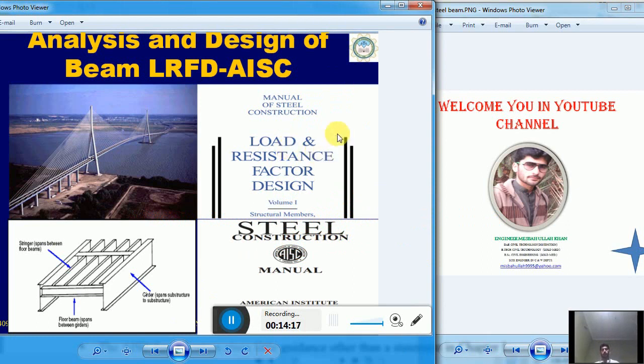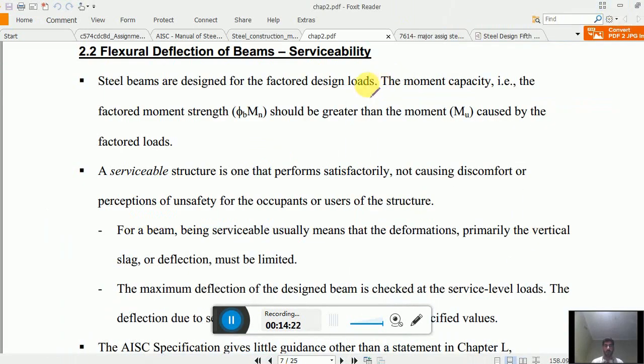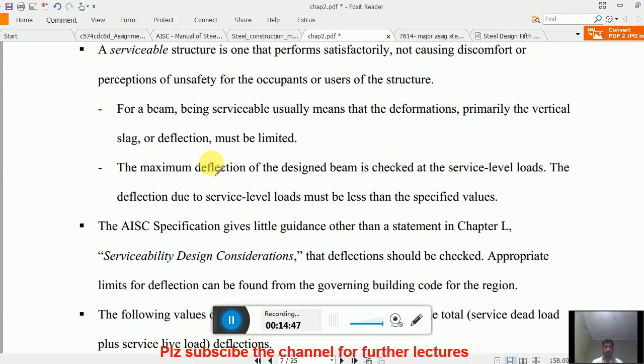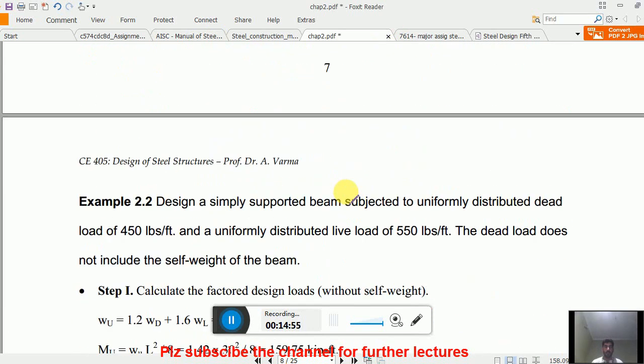Basically, in this lecture 14, students, we are covering some other examples on the same beam analysis, steel beam analysis and design. Here you see flexure deflection of beams. It basically belongs to serviceability, and I explain all those terms and theory in my lecture number 11. From lecture number 11 to lecture number 13, I explain these limits, and let's see, we do an example.